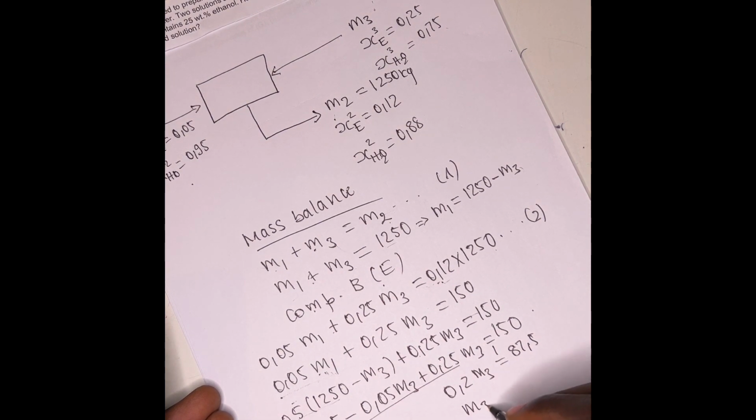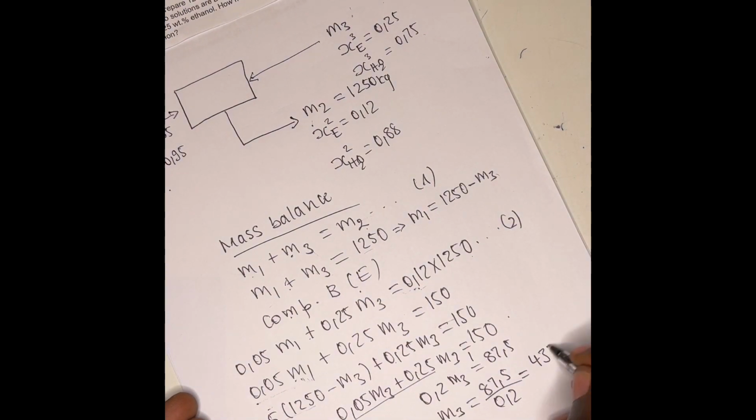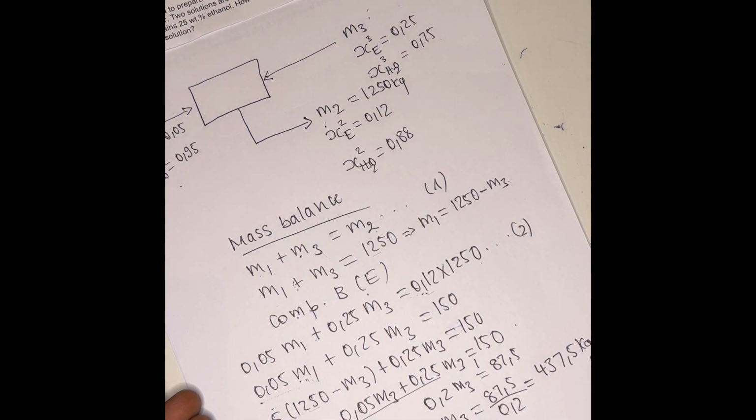So M3 is just going to be what? 87.5 divided by 0.2. So we divide 87.5 by 0.2, guys, and we're going to find this number: 437.5 kilograms. So that one is in kilograms.